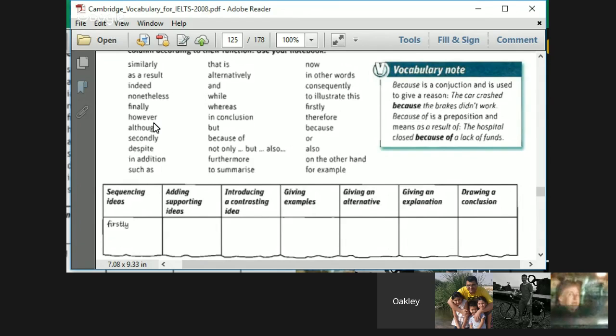Okay, Michael. However. Introducing a contrasting idea, absolutely, every time. That one's solid. Nasser, although. Although I think the same, a contrasting idea. Although he was very fat, he was very fast. Okay. Yes, absolutely. Ken, secondly. Sequencing ideas. Yeah, again, that one's obvious. It's very obvious. Firstly, secondly, finally.